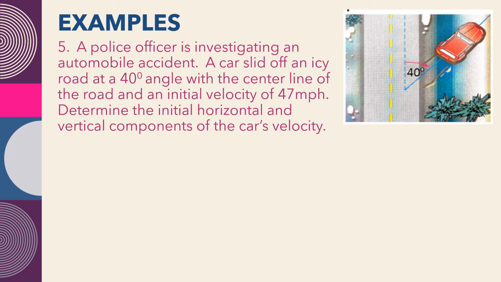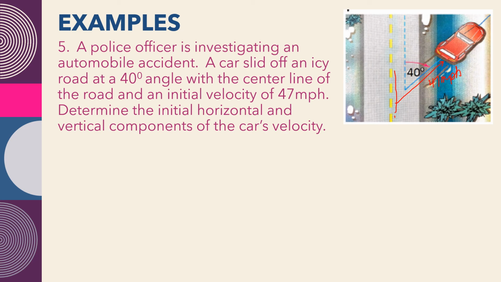A car slid off of an icy road at a 40-degree angle with the center line of the road. So the median, like think about, or just, no, sorry, not the median, the center line. It is what it is, sorry. And it had an initial velocity of 47 miles per hour. So they're traveling down this road and they went, oh, dang, and they crashed the car. Now they're going 47 miles per hour at that angle of 40 degrees. Determine initial horizontal and vertical components of the car's velocity. So how far horizontally and vertically, like what was the speed originally before they had their accident?